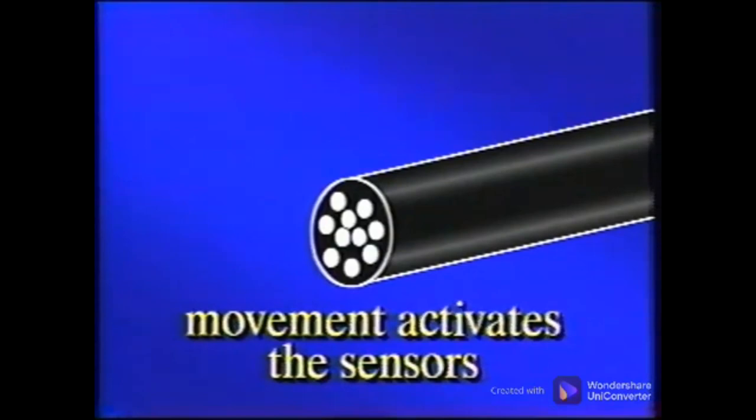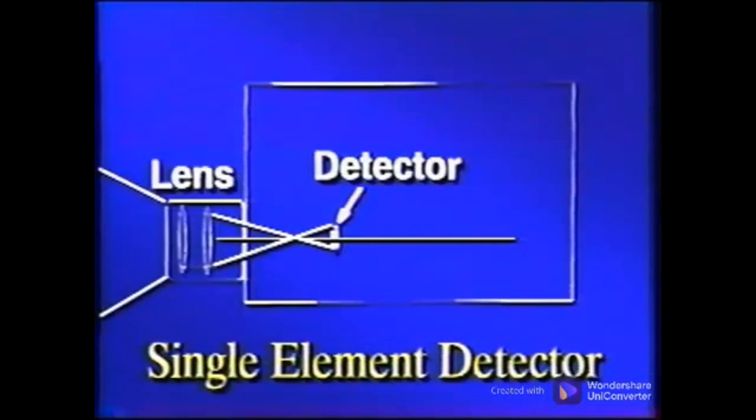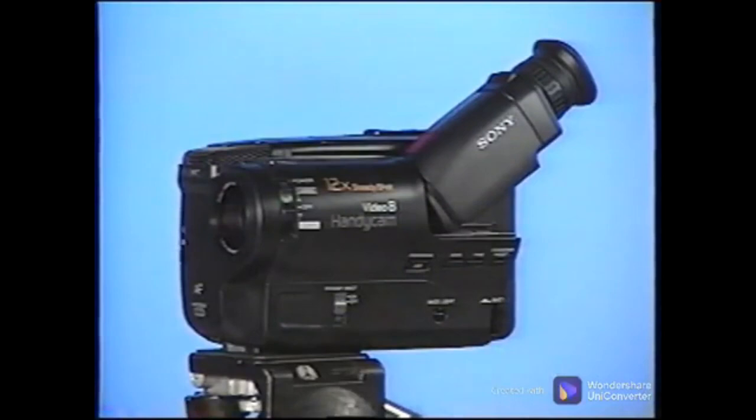A second type of detector is the single element detector. This detector is similar to the CCD chip in a video camera. As the infrared energy strikes the detector, an electric output is generated and the scene is produced. These chips can be sensitive to either the short or long waves of the infrared energy.